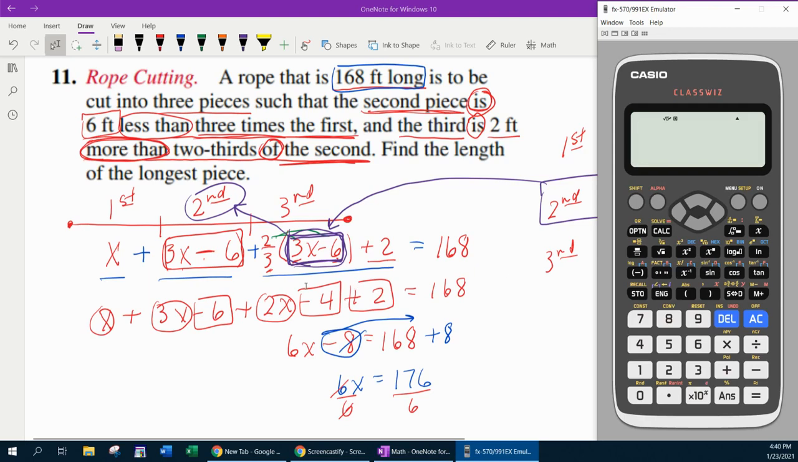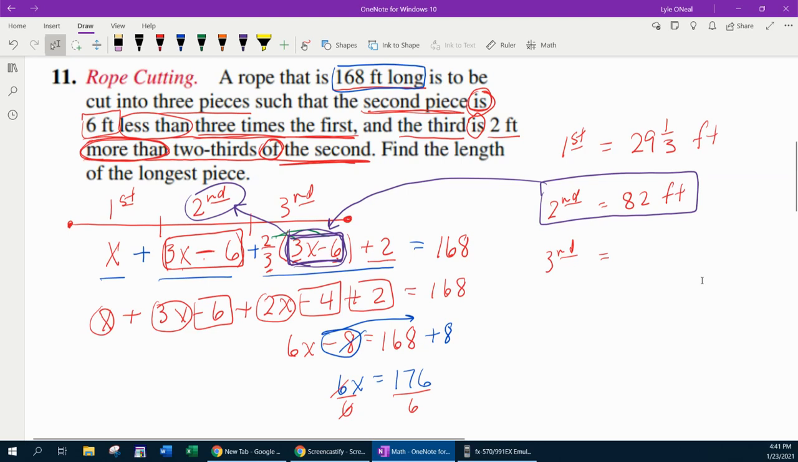And so pulling up my calculator, that's going to be 2/3 of, of means times, 2/3 of the second, which was 82, plus 2. And that's an improper fraction as a mixed number, 56 2/3. And so that length is 56 2/3 feet. All right, so let's look at what we've got here.